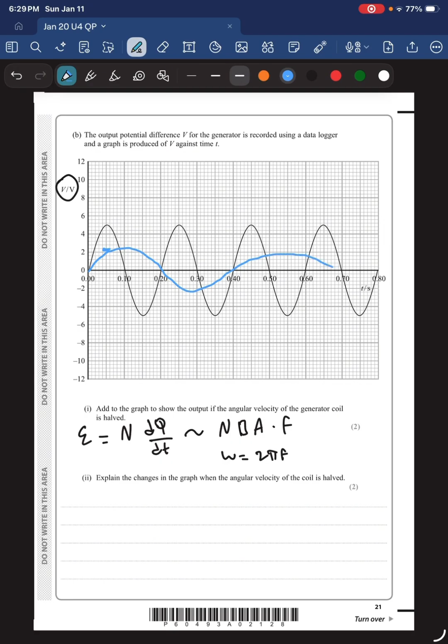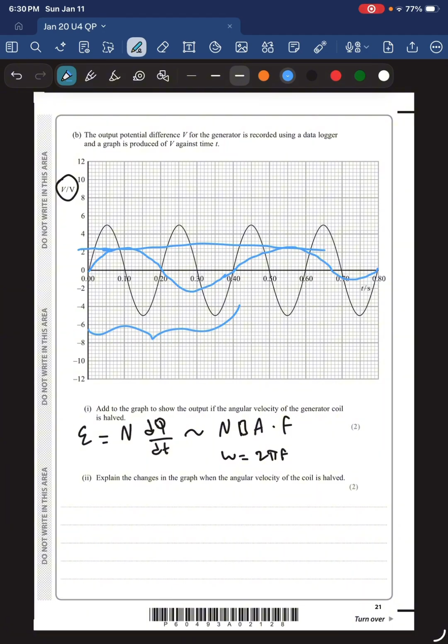Okay, I hope this makes sense. Oops, so it should go there. Okay, let me erase this. So this, and then again this. Okay, something like this. So half and then twice the period. Okay, half the amplitude, twice the period.